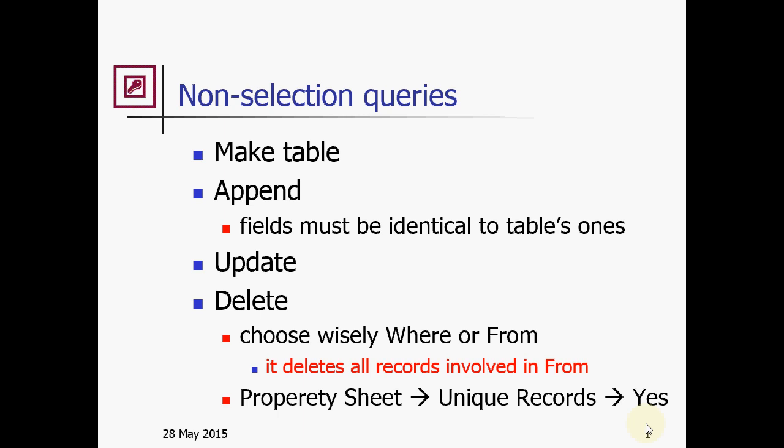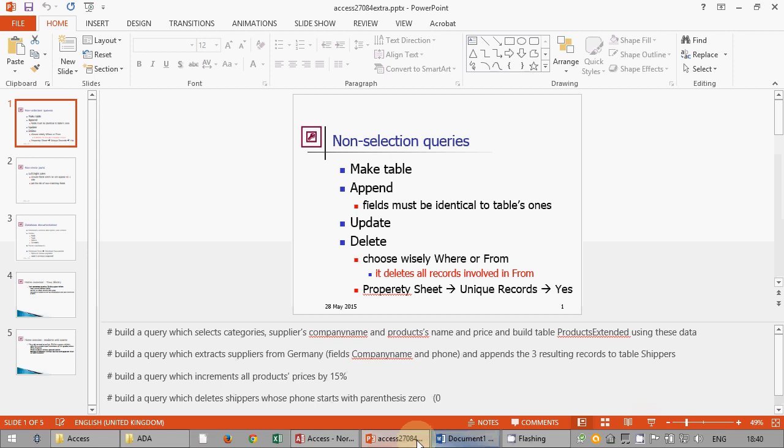Usually, whenever you want to build one of these queries, it's a better idea to build first a selection query, see what you're selecting, and then convert it to the appropriate type. Let's see some examples.